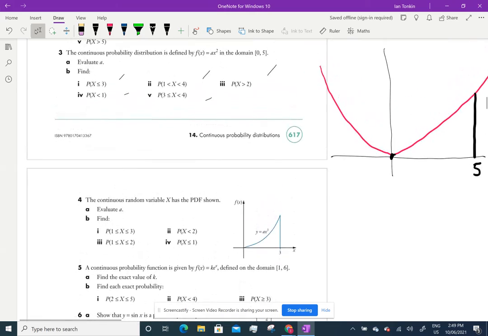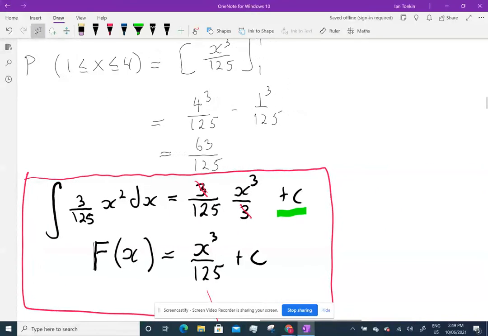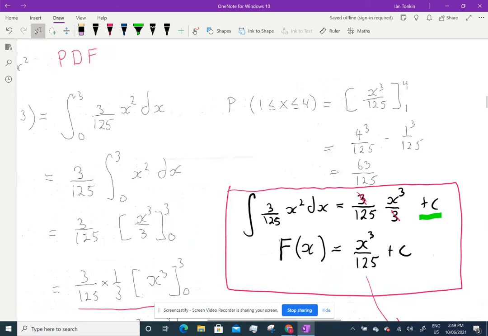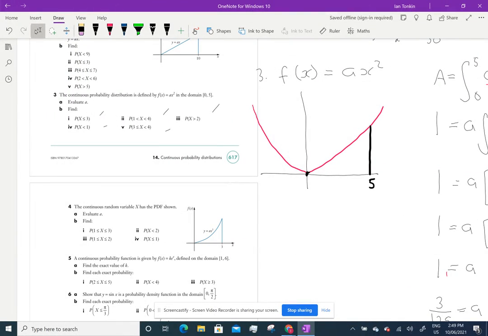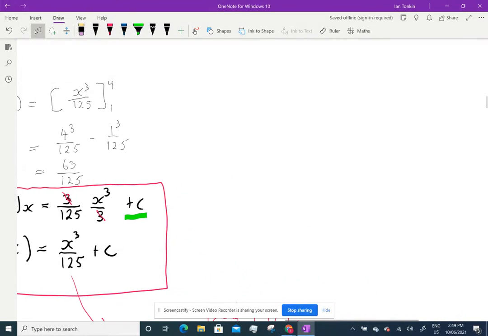So up here for question 3, I could keep doing these questions just by using x cubed on 125. And I don't have to go through the process of integrating again. So keep working on those. I'll do one more. I'll do number five, 3, 5, B5.